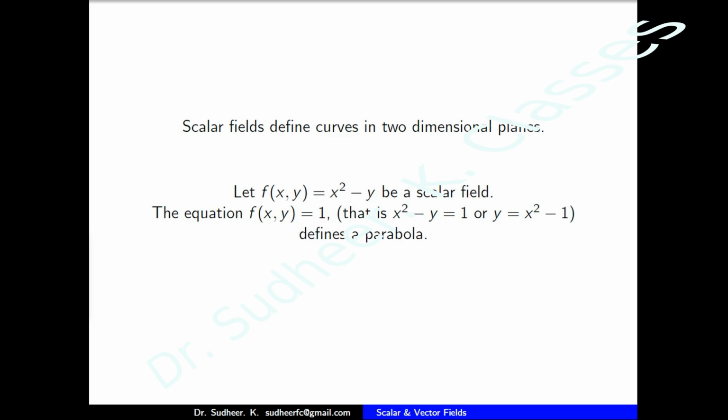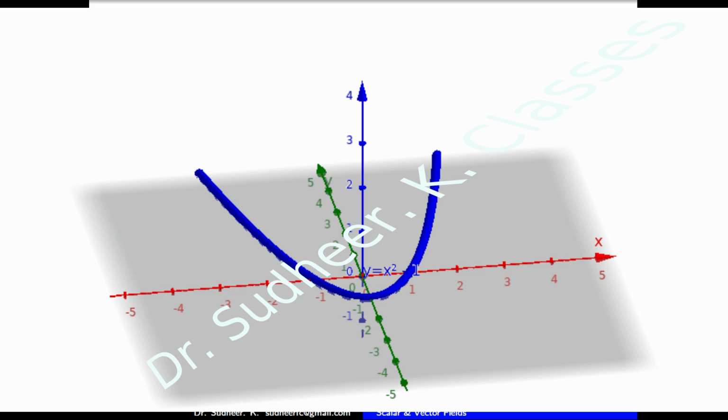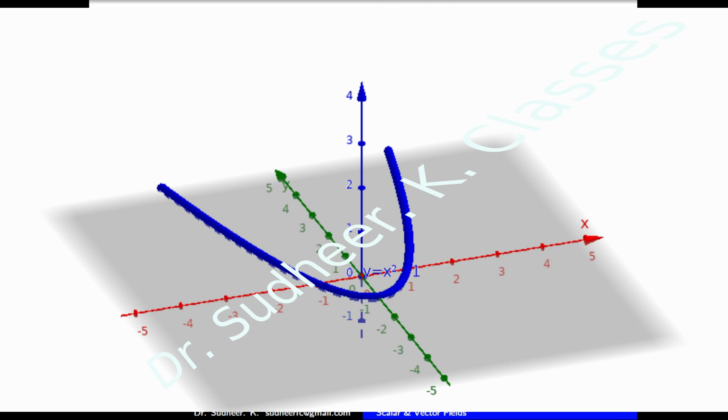Scalar fields define curves in two-dimensional planes. As an example, let us take f(x, y) = x² − y to be a scalar field. The equation f(x, y) = 1, that is x² − y = 1 or y = x² − 1, will define a parabola. You can see this equation y = x² − 1 will represent a parabola in the xy plane.